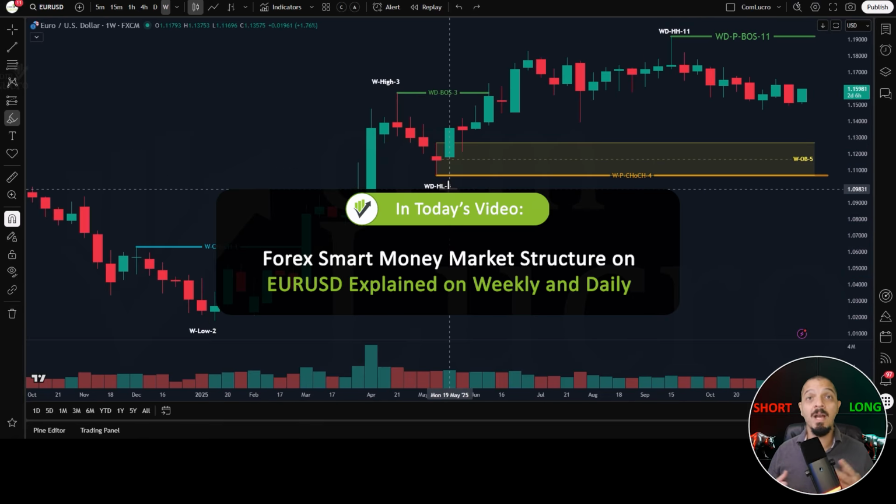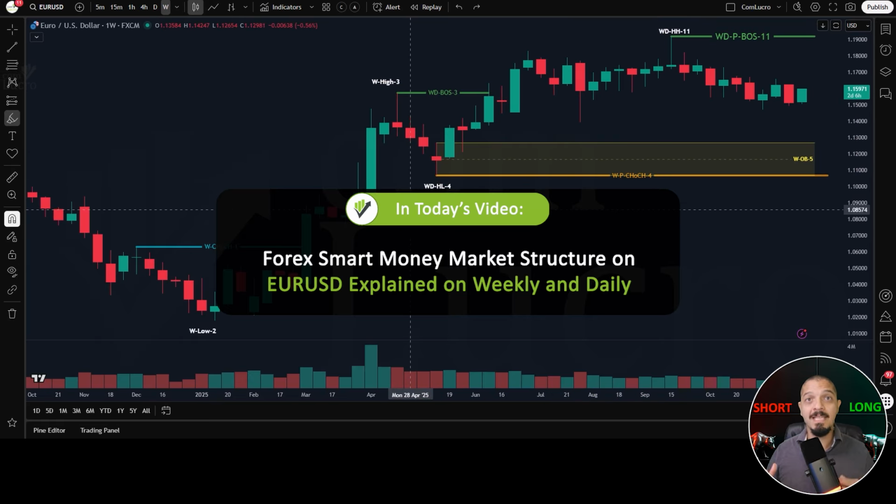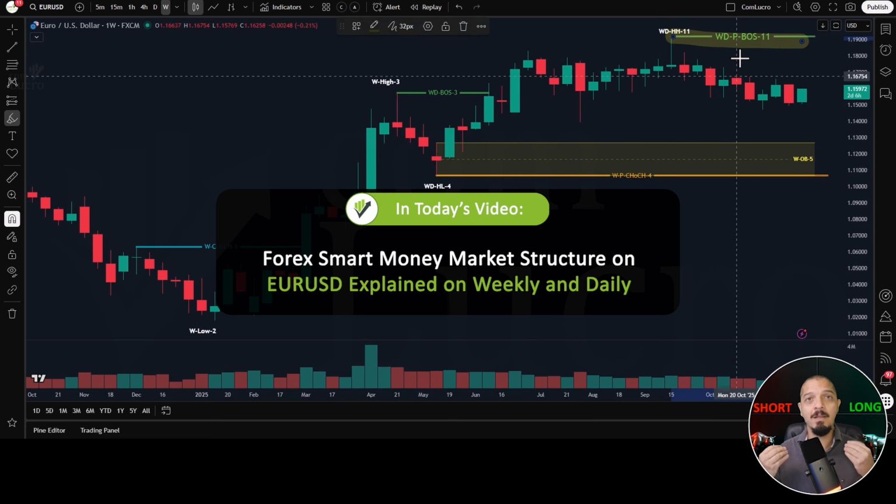First, we'll build the higher time frame context on the weekly chart, and then we'll zoom into the daily chart to see exactly how each internal leg developed inside that larger trend.